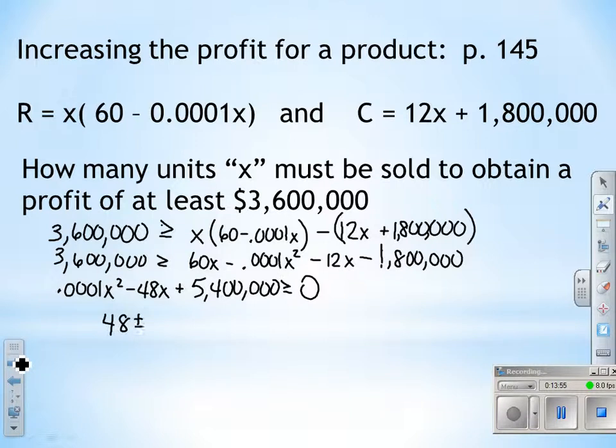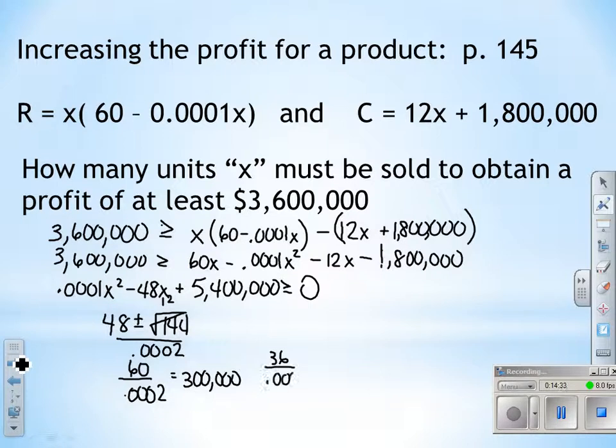48 plus or minus the square root of 144 all over 0.002, which of course the square root of 144 is a perfect square. So that was 12. So 48 plus 12 is 60 divided by 0.002, and that resulted in 300,000. 48 minus 12 is 36. That resulted in 180,000.